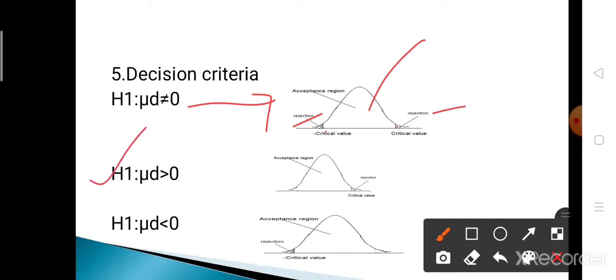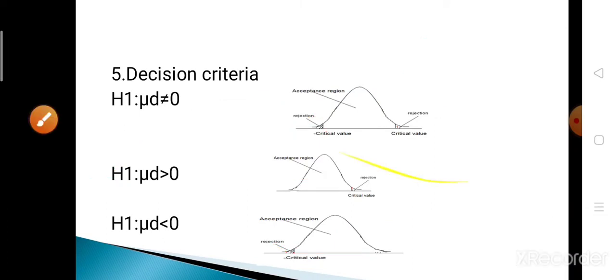Now the one-sided right. For one-sided right, only one rejection region is there, on the right side, and the left side part is the acceptance region. This point is the positive table value, that is the positive critical value. For one-sided left, this point is the negative critical value, and only one rejection region is there on the left side, and the right side part is all acceptance region. Let's see one example.